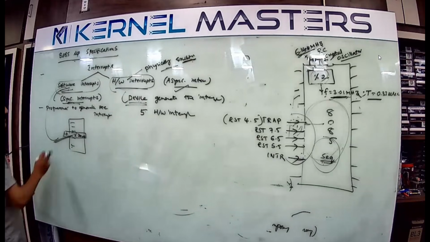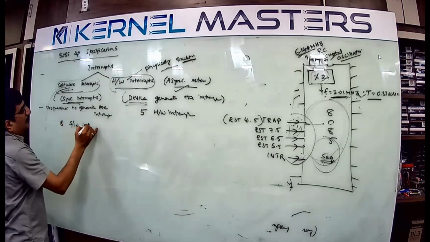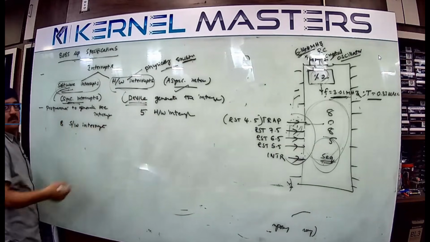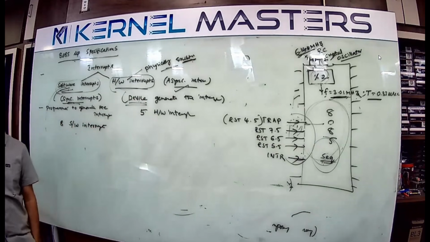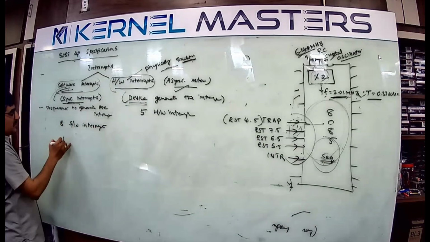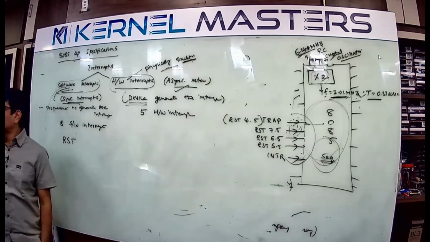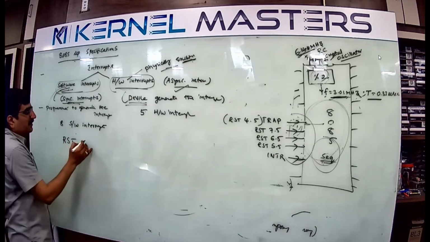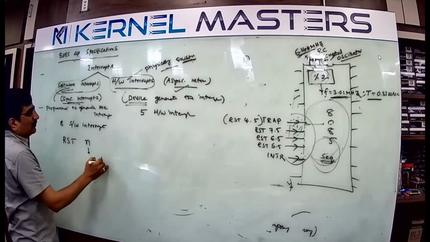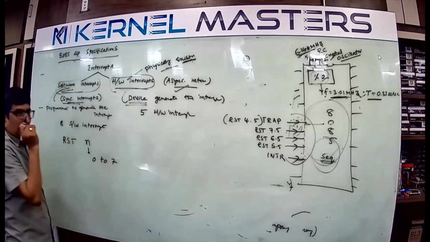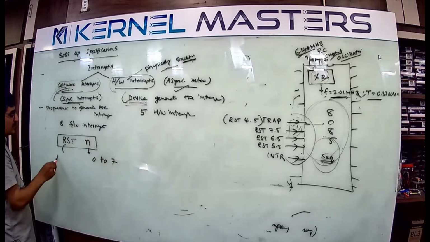The 8085 microprocessor has 8 software interrupts. A software interrupt is nothing but something the programmer executes through an assembly instruction. Which assembly instruction? RST, reset. RST space N, where N is 0 to 7. RST we can also call restart.